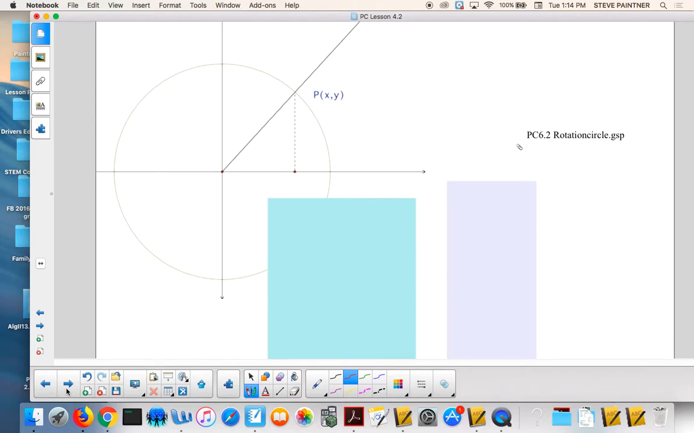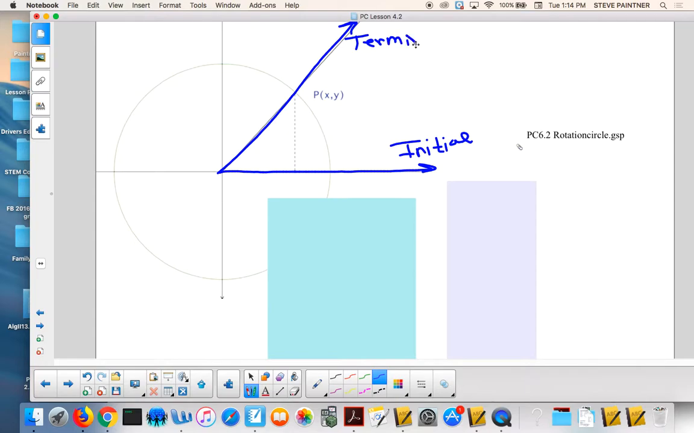Okay? All right, so here's your first problem. You're looking at this circle, and what I did is I took one angle. I called this my initial side. I called this, what's the other side of the angle? Terminal. This is the terminal side. All right, now on this angle, I have a point. That point is right there on the circle.